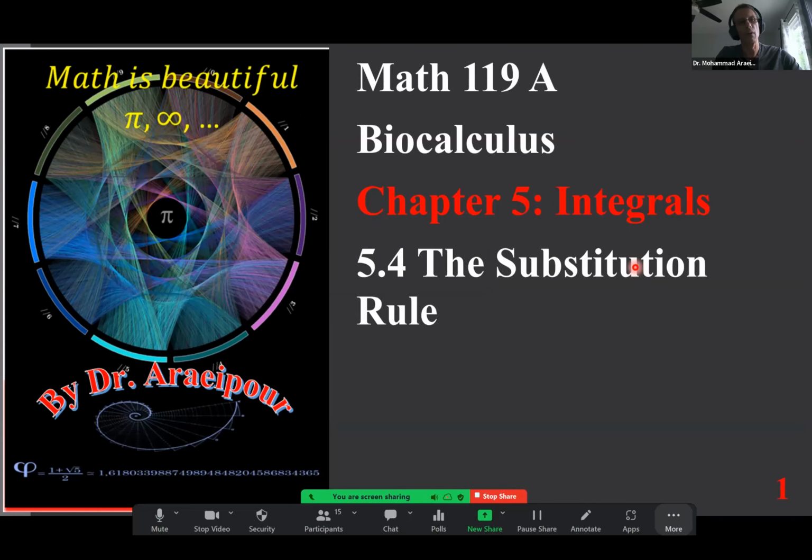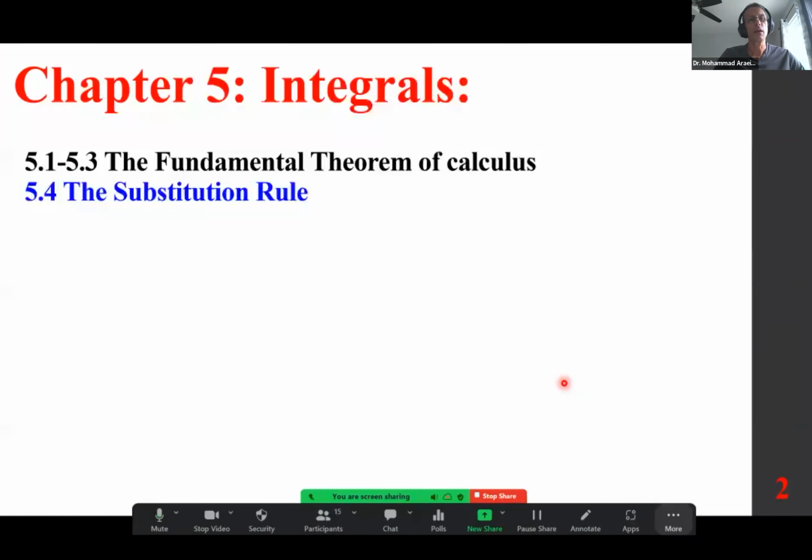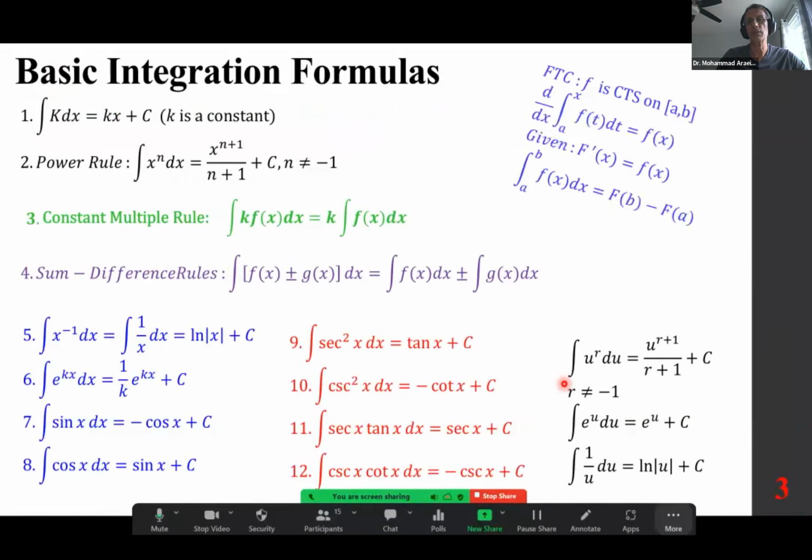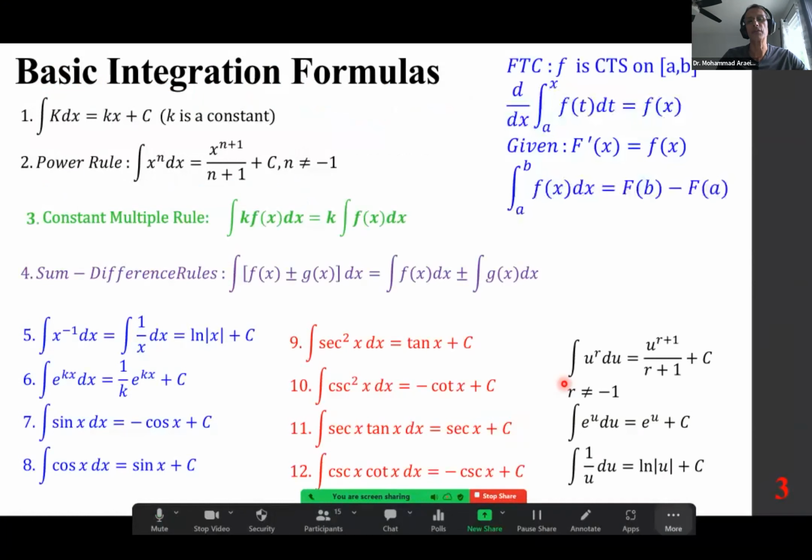Good afternoon, class. Chapter 5, Integrals, 5.4 The Substitution Rule. So we covered the fundamental theorem of calculus, and we're going to move on to the substitution rule. And as always, basic integration formulas and the FTCs.